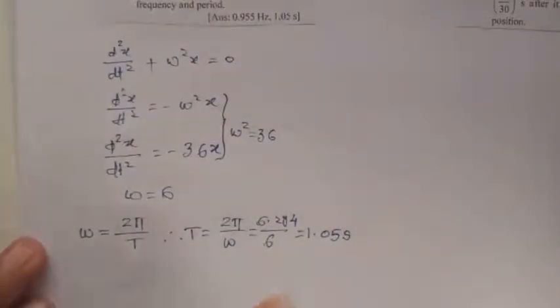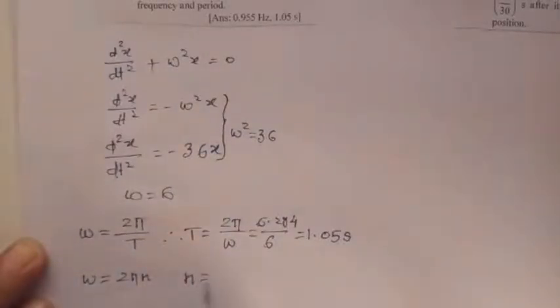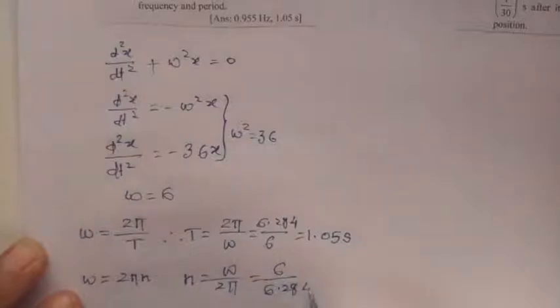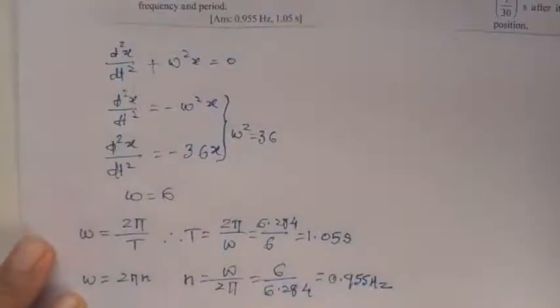Now you have to calculate the frequency. Frequency is the reciprocal of period, that is 1 upon 1.05, or you can give the explanation. Omega is equal to 2 pi n. Therefore, n is equal to omega upon twice pi. You follow the reverse procedure, 6 upon 6.284, and the answer is 0.955 hertz. This is the frequency. Thus we have found the period and we have found the frequency.